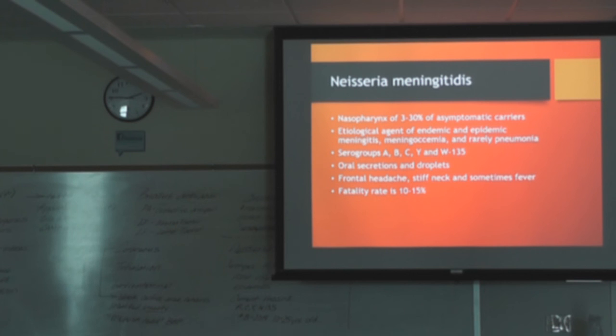Classical symptoms: this can be spread through oral secretions and droplets. The big thing is the frontal headache and stiff neck, and sometimes fever. Sometimes the person will also get a rash, and that's usually the go-to sign that we might be looking at meningitis. If it's not treated, the fatality rate is 10 to 15%. So it's very serious that you get in and get checked out.